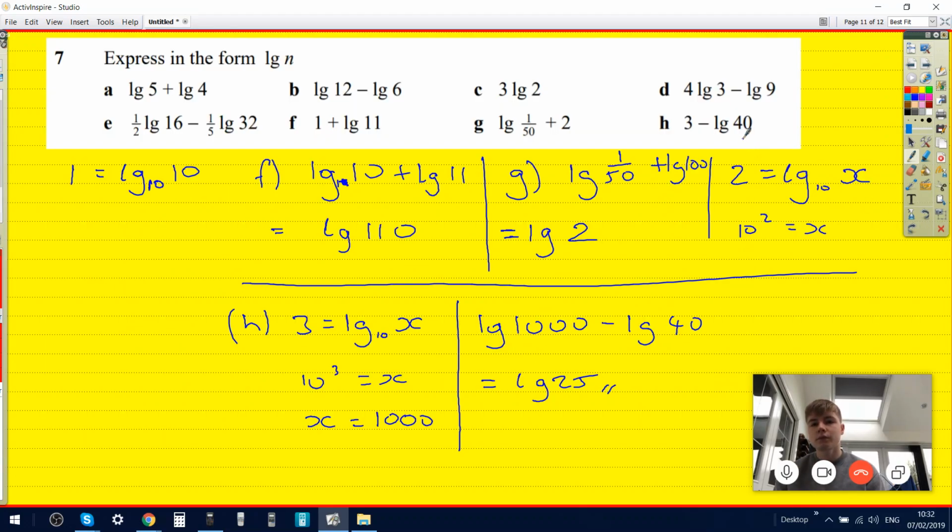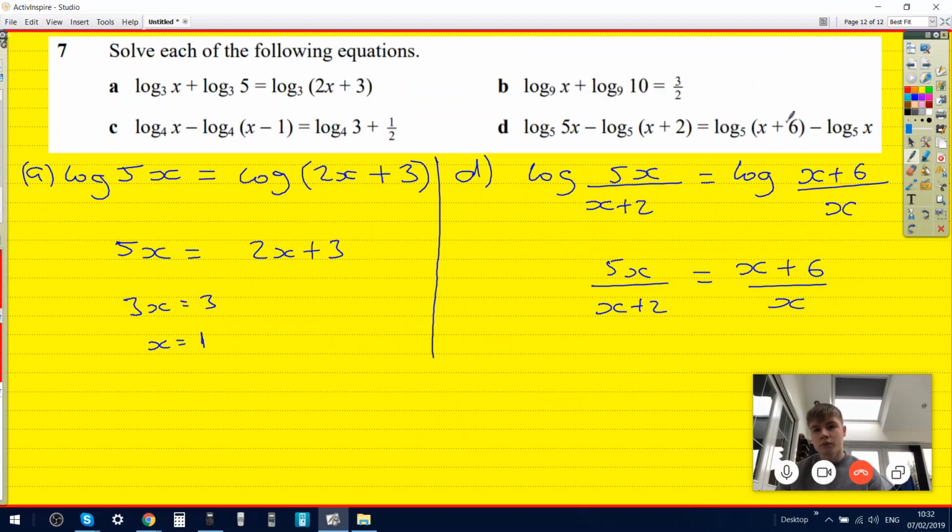Let's see. So logs are always base 10 unless they tell you otherwise. So 1 is log 10, 2 is log 100, 3 is log 1000, and so on. And yes, so to solve these log equations, make it as log something equals log of something else, and then cancel the logs, and you solve those.